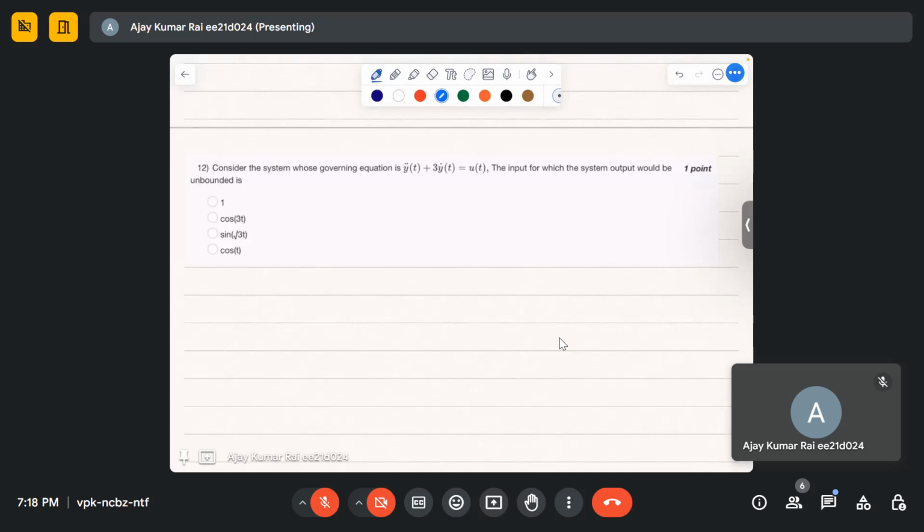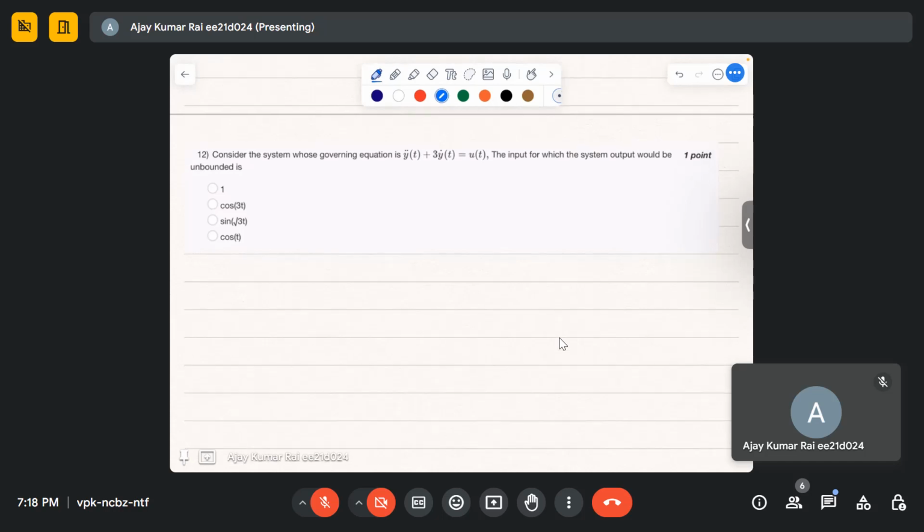Let's find out. Consider a system whose governing equation is this. Find the input for which the system output would be unbounded. Let's first find out the plant transfer function. So this is the governing equation.